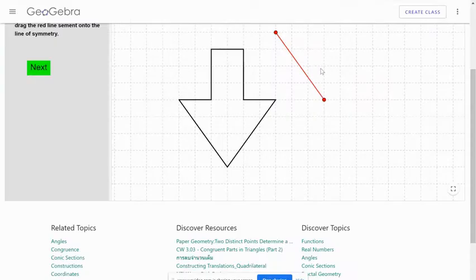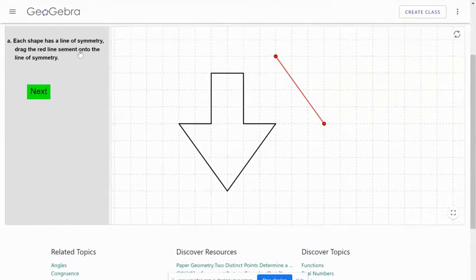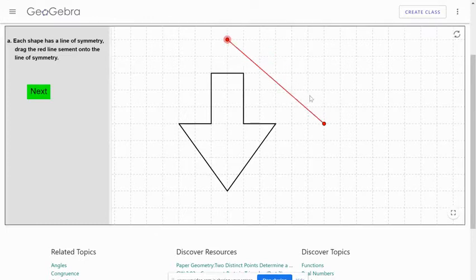And so this is an exercise to see if we can find the line of symmetry for each of these, and it says in the directions each shape has a line of symmetry and only one, and so we want to move this to where the line of symmetry is. So if I move these endpoints, it will let me know when I have it in the right place. So clearly those halves are not the same, but if I put it right there, as soon as I get it in the right location, it turns green. So here's a good example of a figure that has exactly one line of symmetry, okay?